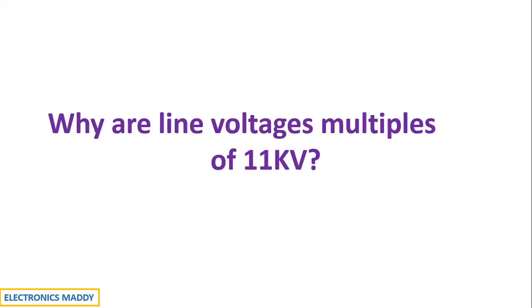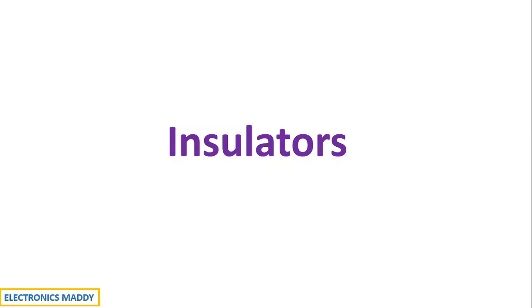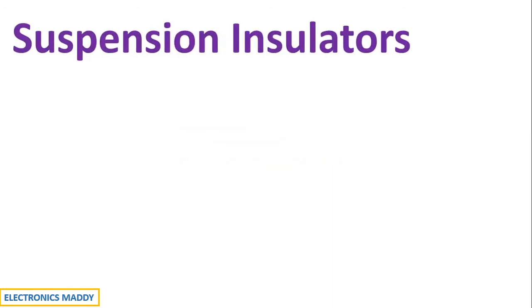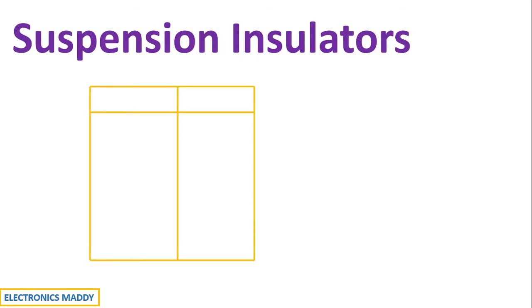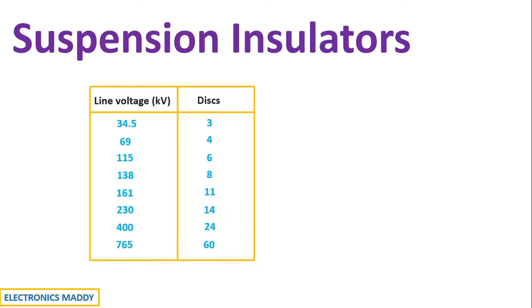Now coming back to our question, why are transmission line voltages multiples of 11 kilovolt? It's because of insulators. This might be surprising, but it's the fact. Let us consider a suspension insulator where we have the variation of line voltages with respect to the number of discs required for each of the voltage ranges. Generally, to transmit 33 kilovolt, we need a minimum of 3 discs. Here it shows 34.5 kilovolt, but the capacity can be slightly higher and that's not a problem.